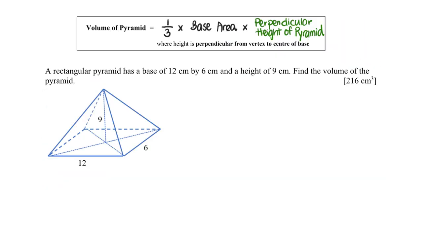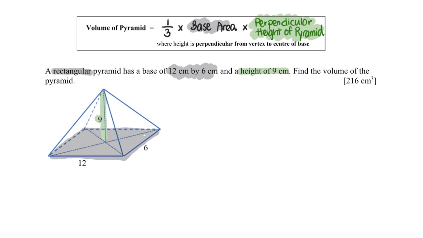Hello everyone, welcome to this video where we are given a pyramid, a rectangular pyramid. That means the base area will be a rectangle, okay? 12 by 6 and a height, which is the perpendicular height. So I got a height, perpendicular height is given. I'm also given the base, not the area, but the base.